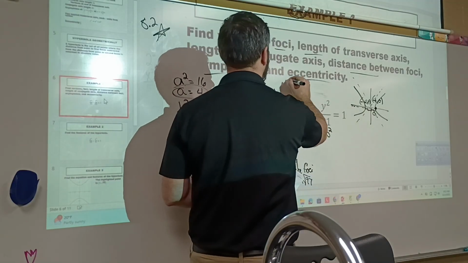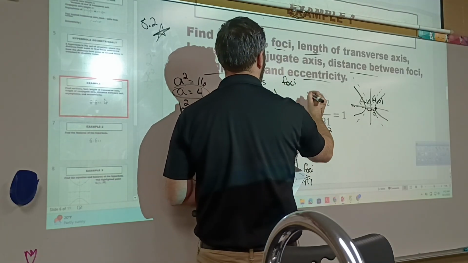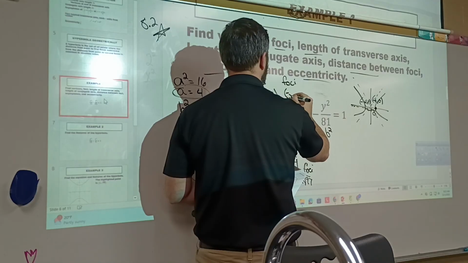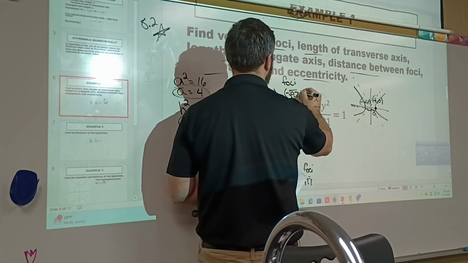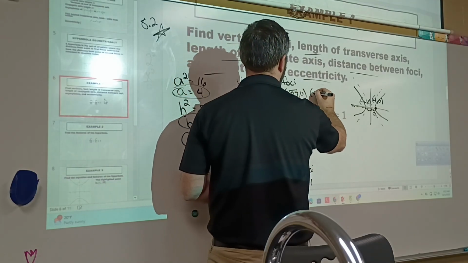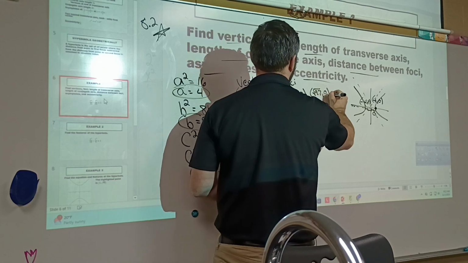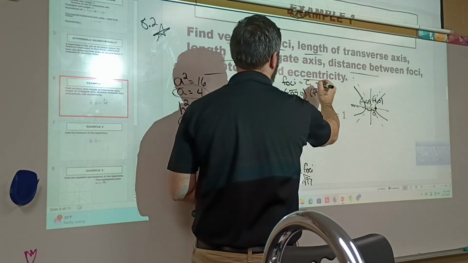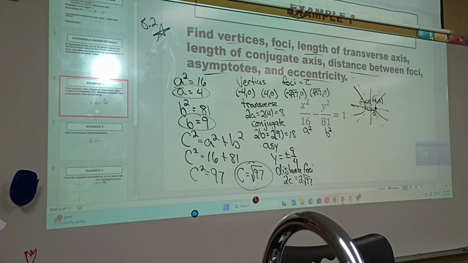It should be negative root. Here it is. Negative root 97, 0, and square root 97, 0. Again, they're on the x-axis because x came first in this equation.